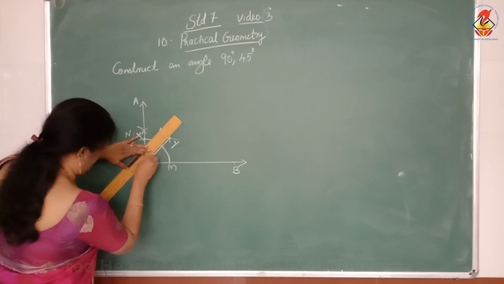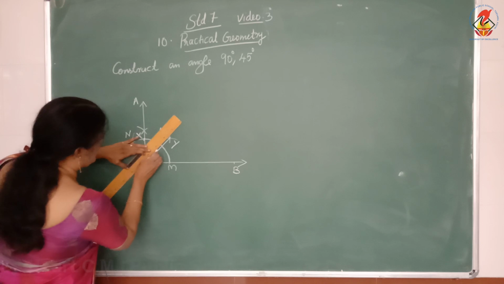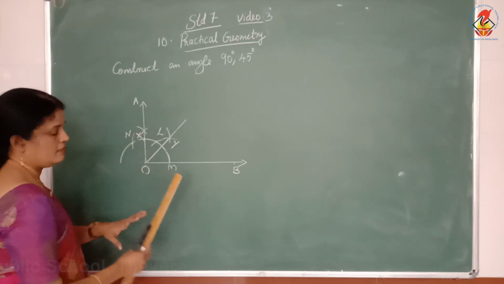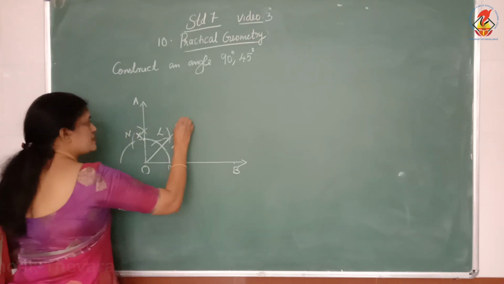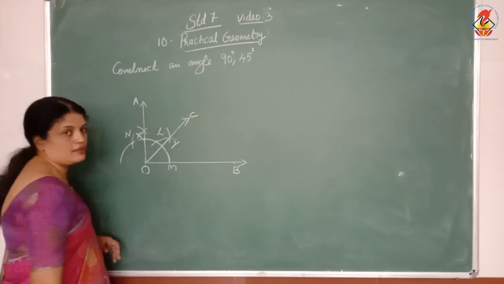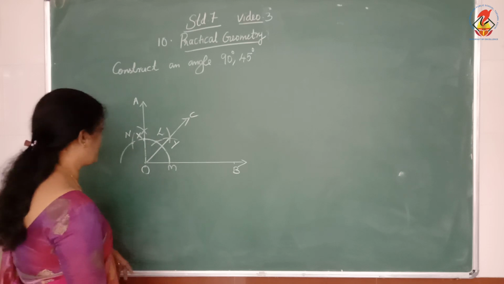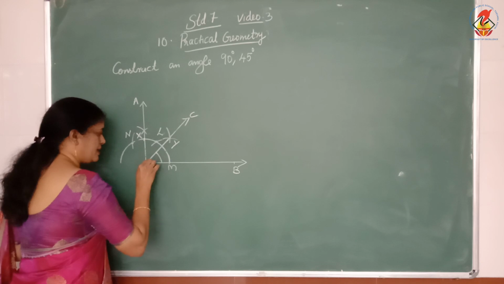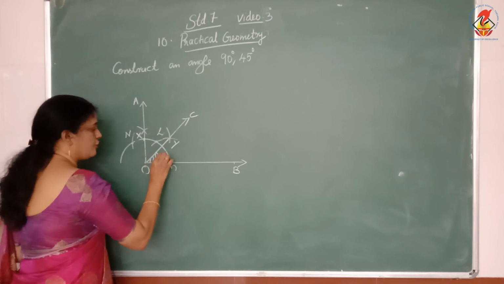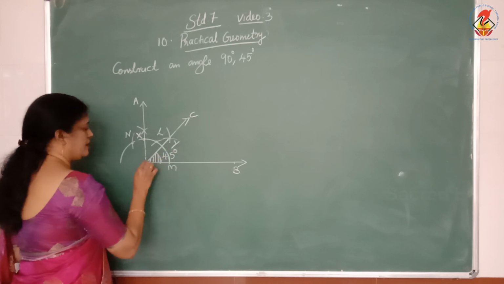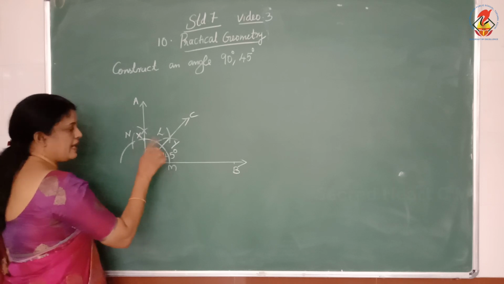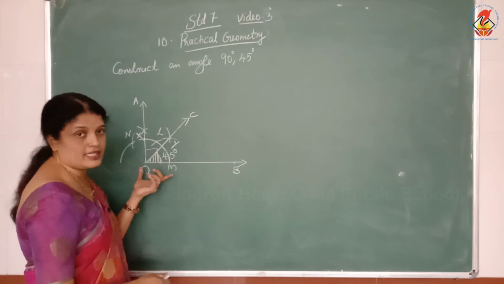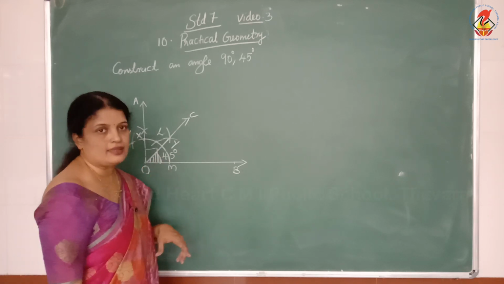Extend this line; this line represents C, that ray represents OC. Okay, this angle COB represents what? 45 degrees. This full angle represents what? 90 degrees. This small portion means the angle bisector of 90 degrees is 45 degrees.